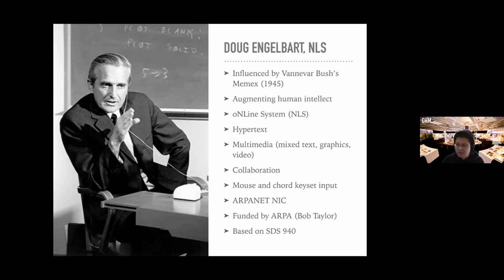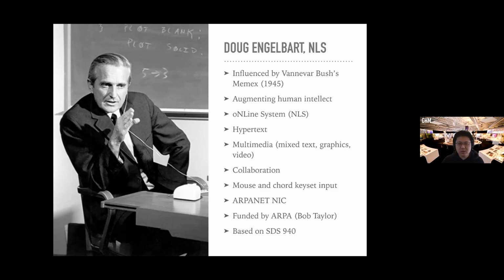So NLS was very famously demoed in 1968 at the Fall Joint Computer Conference in San Francisco. And there's some really fascinating videos of this. One of its major innovations, of course, was hypertext. It also had multimedia. It mixed text, graphics, and video together. It was also a collaborative system. So, long before Google Docs allowed two different people to collaborate at the same time on a single document, people were doing this on NLS.